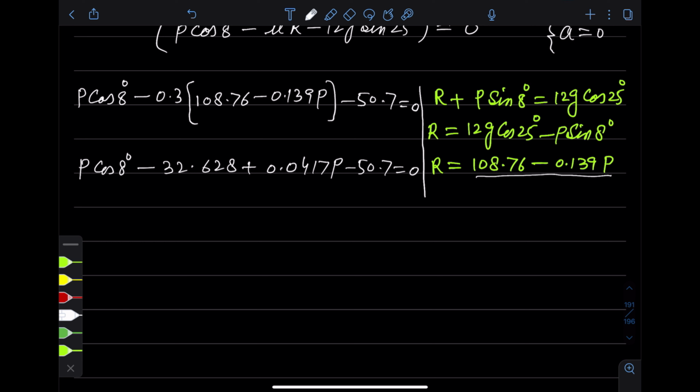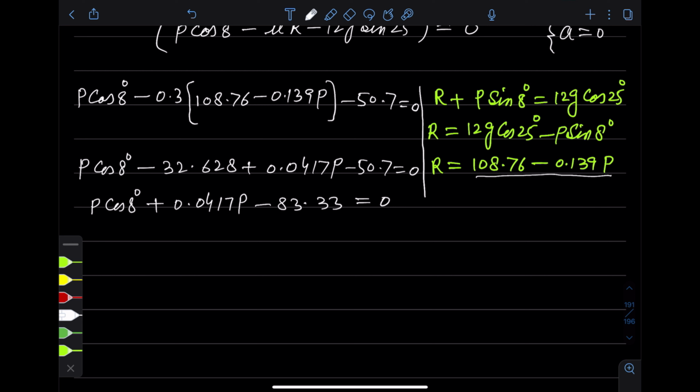So from here we will collect the like terms. ये टर्म भी हमारे पास P में और ये भी P में, और इनको हम कलेक्ट कर लेंगे तो ये हमारे पास आएगा P cos 8 डिग्री प्लस 0.0417 P माइनस, इस टर्म को और इस टर्म को हम इनको ऐड करेंगे तो वी गेट minus 83.33 is equal to 0.